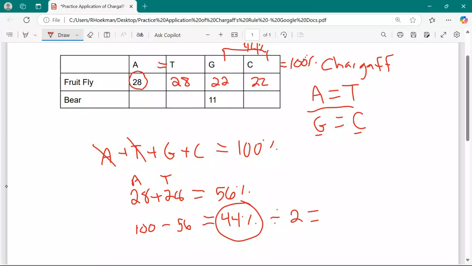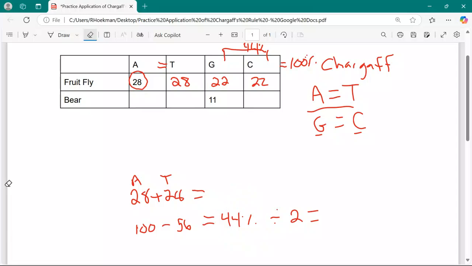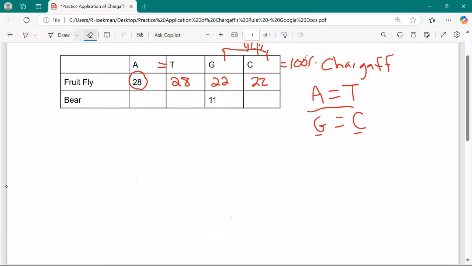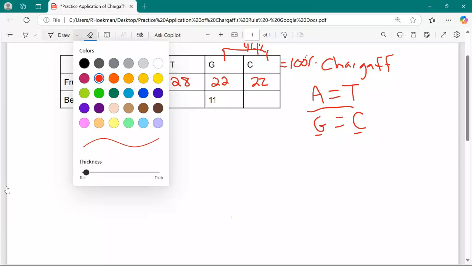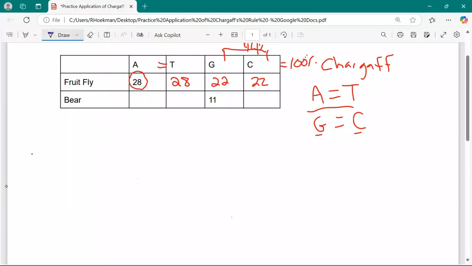Okay, let's do this again. We can do it with the bear. We're going to do the same sort of thing. So let me erase this stuff a moment, and then we'll do it for the bear as well. Okay, so for the bear, we are given something different. Let's do it in blue. For the bear, we're given the G. So if we know G, we know C. So we fill that one in.